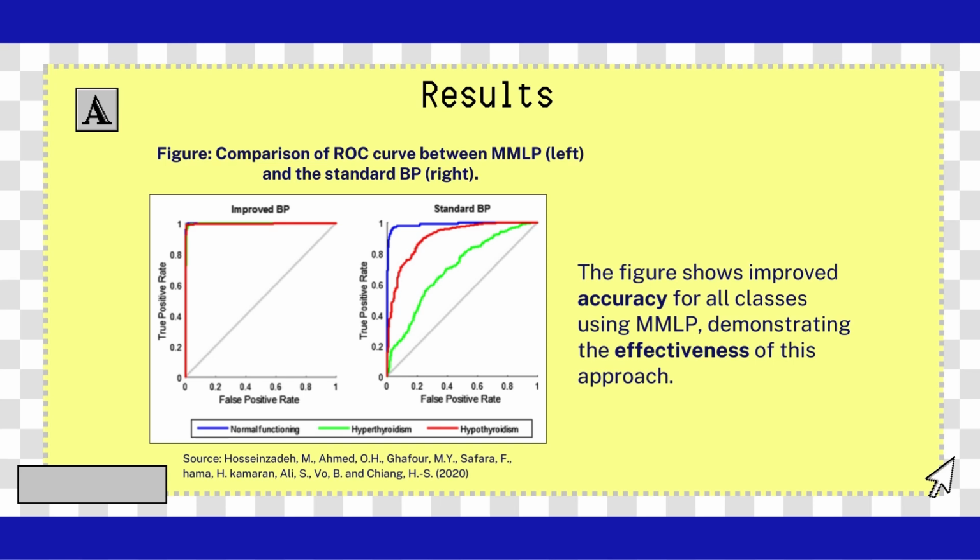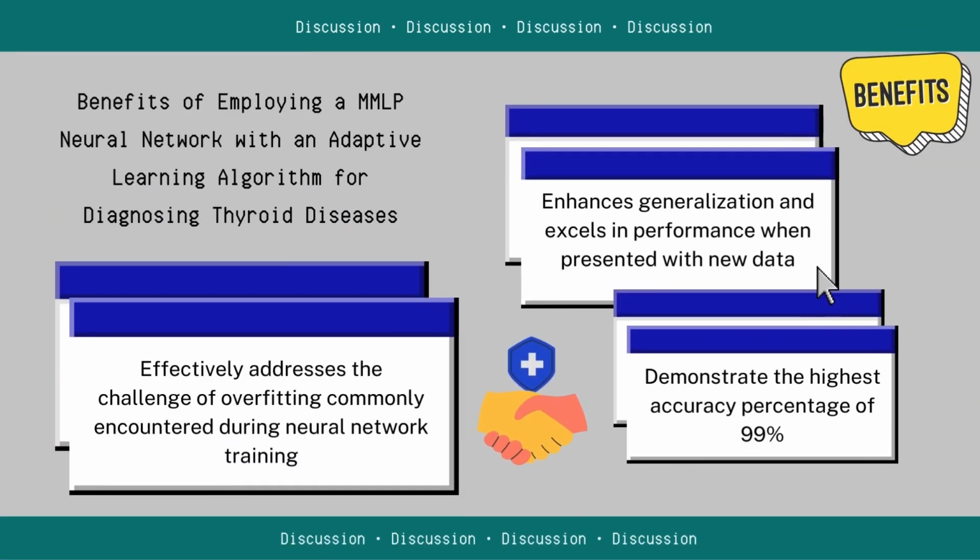The improved BP demonstrates higher accuracy across all classes, including normal functioning, hyperthyroidism, and hypothyroidism, which also signifies better performance and more reliable predictions. The study underscores the significant benefits of employing an MMLP neural network with an adaptive learning algorithm for diagnosing thyroid diseases. This ensemble approach effectively addresses the challenge of overfitting commonly encountered during neural network training, enhances generalization, and excels in performance when presented with new data.